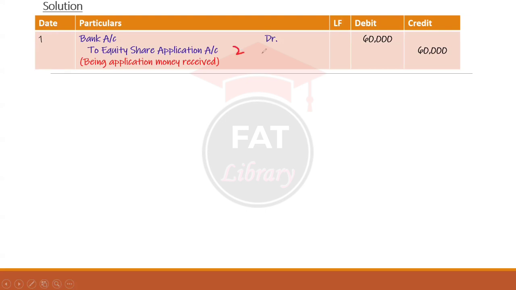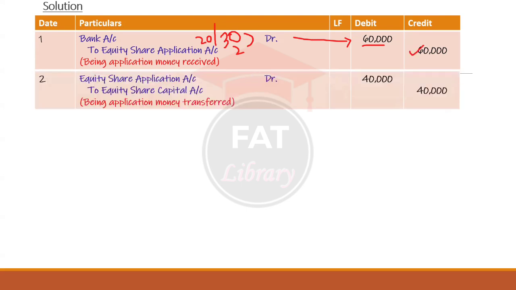Okay. So our company is issuing 20,000 shares, but here they are receiving the application for 30,000 shares. So whatever they have received, for that they have to show the journal entry, right? So that's why they are writing the journal entry for 30,000 shares of 2 rupees each. The amount which actually has to be transferred to the share capital account is 40,000, because the company is issuing 20,000 shares for 2 rupees each. So out of this 60,000, they are transferring only 40,000 to the share capital account. So this is the second journal entry.